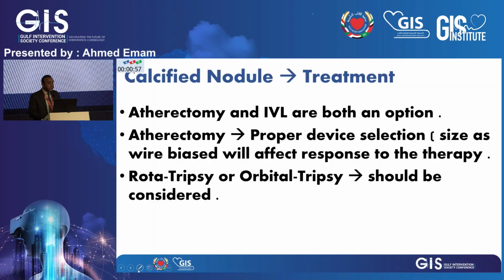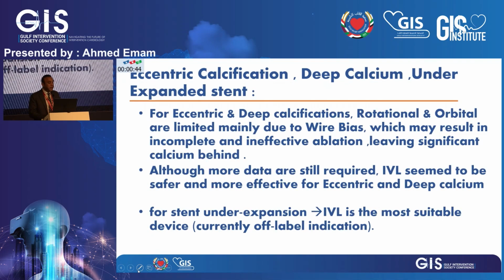So for the treatment of calcified nodule, maybe atherectomy and IVL are both an option. For atherectomy, you need to choose a proper device selection. A combination therapy should be considered. Just for the sake of time, for eccentric deep calcium or an underexpanded stent, IVL may be the device of choice because of the wire bias. It can take you away from the lesions.